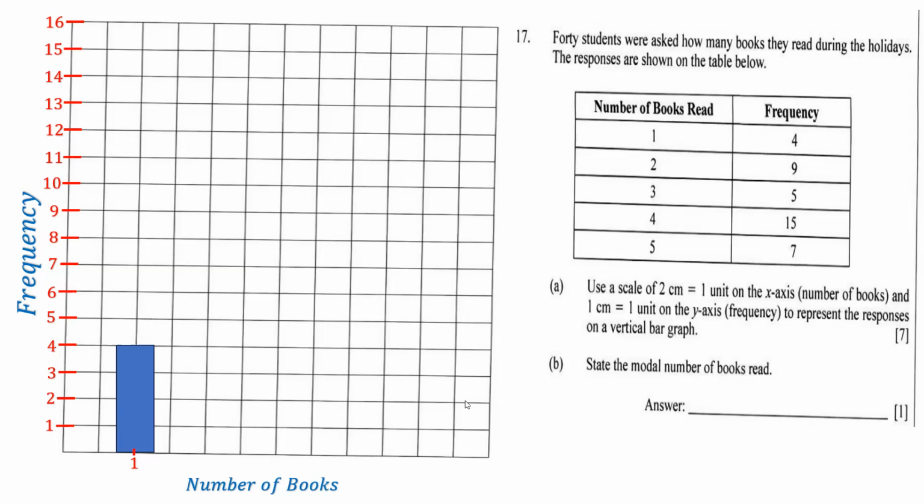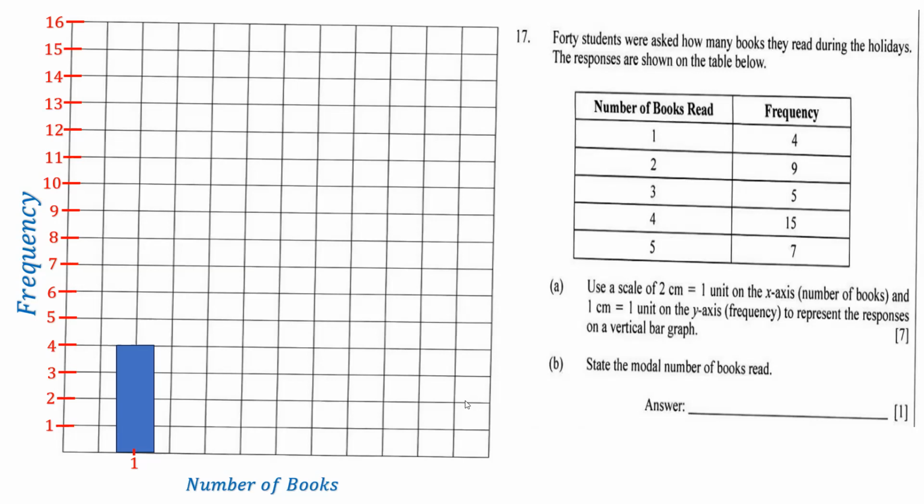All right, so we're gonna do 9 students who read 2 books. Again, 9 students who read 2 books. And so let's represent that properly. So let's put that on our bar graph here. And so I'm going to show it to you right now.